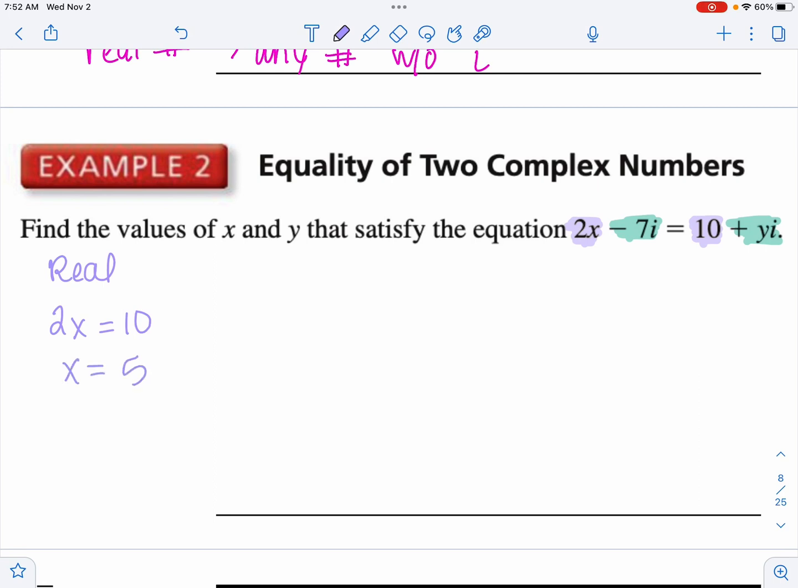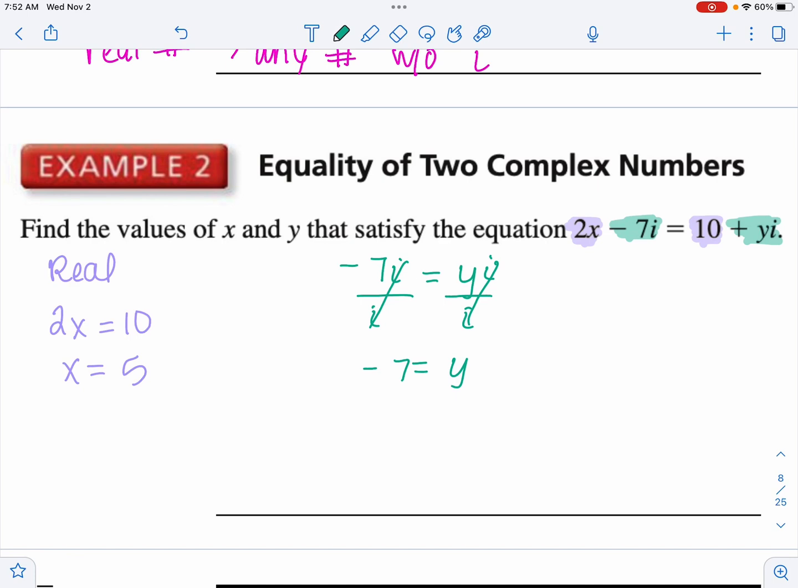Okay. So for the imaginary, we're going to set -7i equal to yi. Well, i, remember, is just a number, so we can divide both sides by i, because again, the goal is to solve for x and y. So the i's cancel out, and y is just -7. Okay. So let's generalize that.